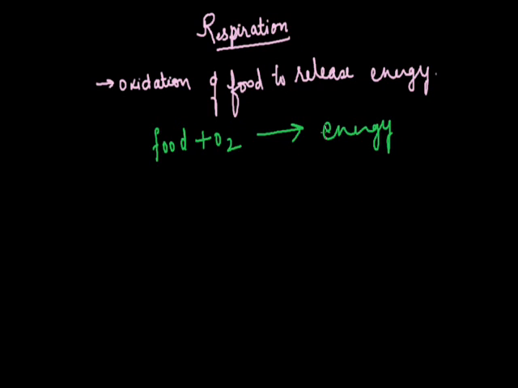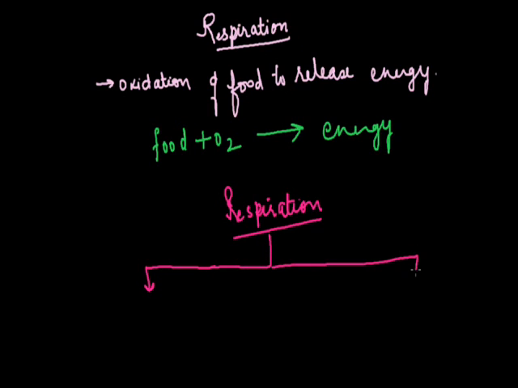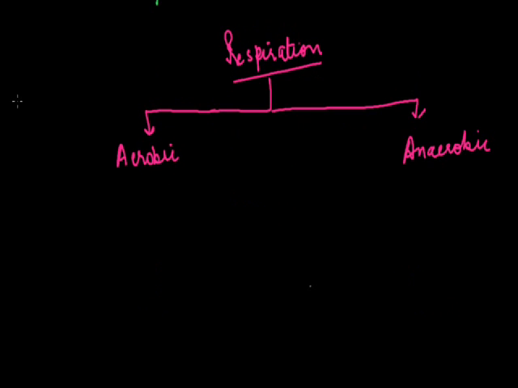Now, respiration can be categorized into two categories, or we can say respiration is of two types. The first one is called aerobic respiration, and the other is called anaerobic respiration. In case of aerobic respiration, it is the oxidation of food which takes place in the presence of oxygen. So in aerobic respiration, presence of oxygen is a must.